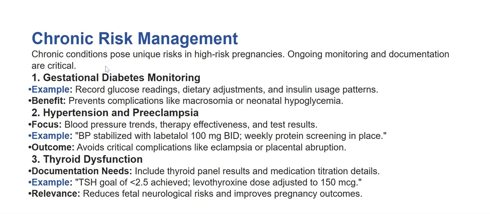Chronic risk management. Chronic conditions pose unique risks in high-risk pregnancies. Ongoing monitoring and documentation are critical. Gestational diabetes monitoring, example, record glucose readings, dietary adjustments, and insulin usage patterns. Benefit: prevents complications like macrosomia or neonatal hypoglycemia.